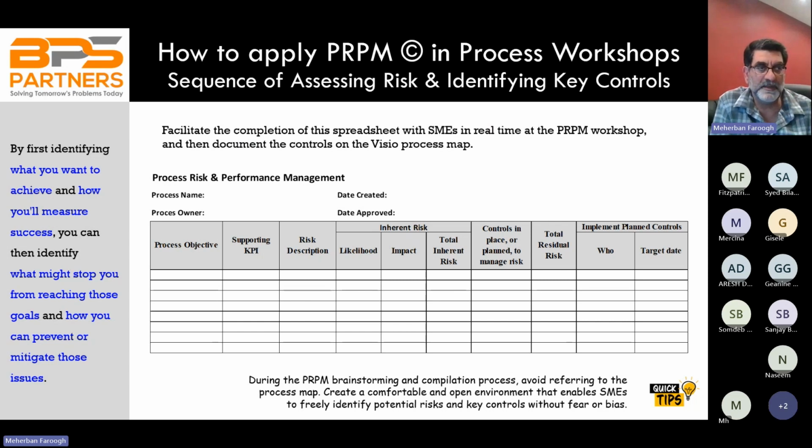So you'll see in the first column, there's a process objective. I would do this in real time. I would put the Excel on the screen and start capturing it. Also, there's a beauty, whether you're documenting a process map or doing a performance risk assessment, in doing it in real time in front of your audience, whether you're doing it on Teams or in the room.